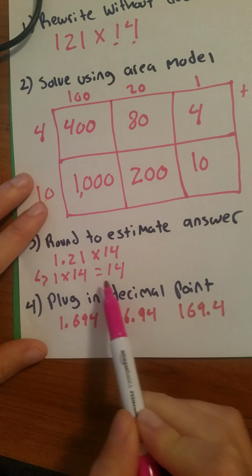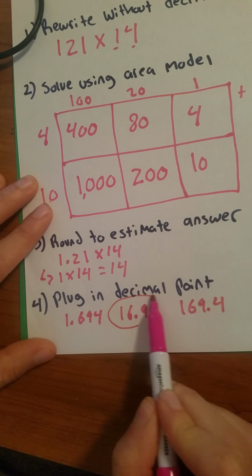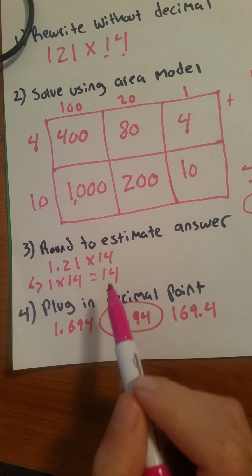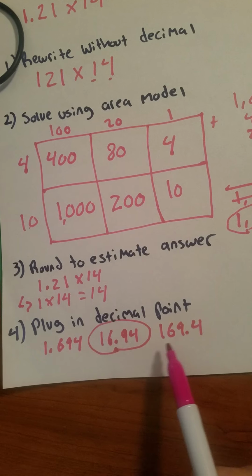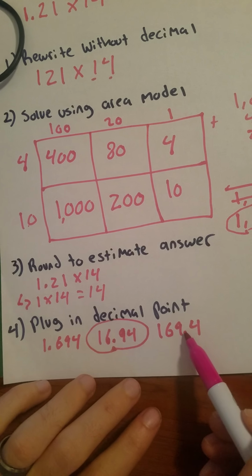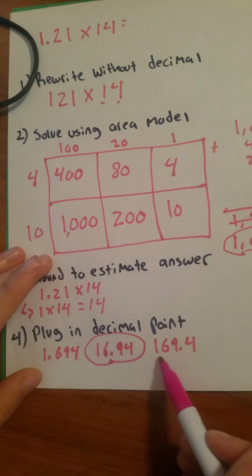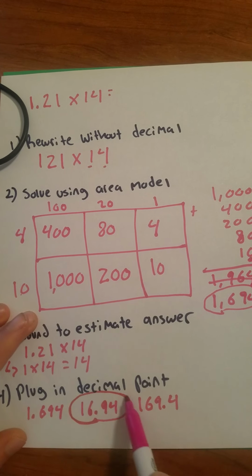Now I look at my rounded estimate answer of 14, and when I put the decimal spot after the 6, that gets me the closest to 14, 16.94. It was really my only answer that was anywhere close to 14. Because, of course, if I moved it over another spot, that would give me a whole number of 1,694. So this number gets me the closest.